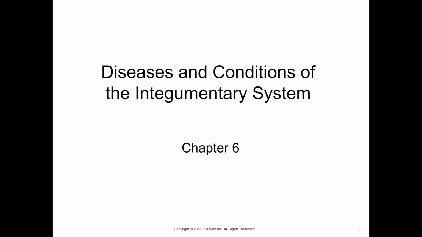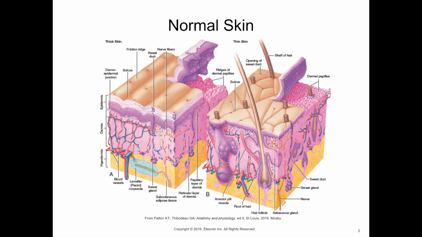All right, hi. So we're going to start our discussion on diseases and conditions of the integumentary system, chapter 6. As a reminder, this is what normal skin looks like. Skin also includes the accessory structures within skin, like our hair, sweat glands, the erector pili muscle, which allows our hair to stand on end, the sebaceous glands, which secrete the oily sebum that lines our skin, as well as all of the receptors like your Pacini corpuscles, Ruffini's, etc., that sit within the skin.